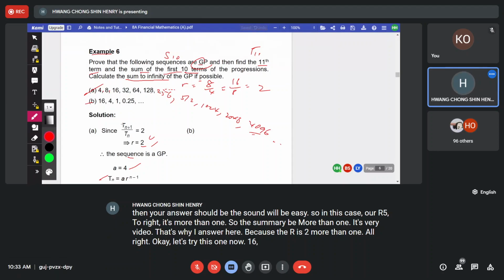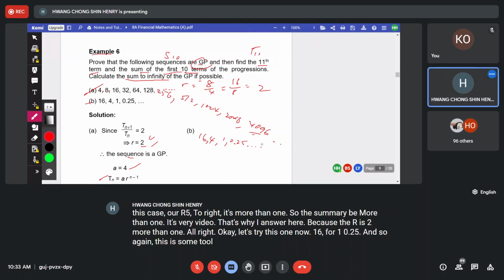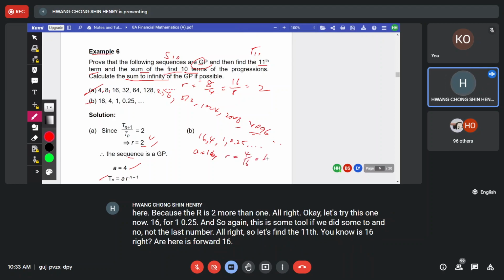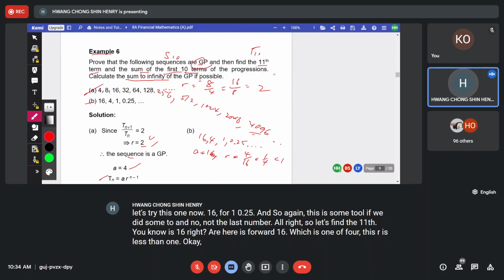16, 4, 1, 0.25, and dot dot dot dot. So again, this is sum to infinity, sum to unknown, not the last number. Alright. So let's find the 11th term. We know A is 16, right? R here is 4 over 16, which is 1 over 4. This R is less than 1. Okay, let's find the T11 first.